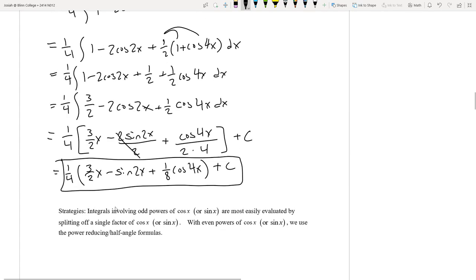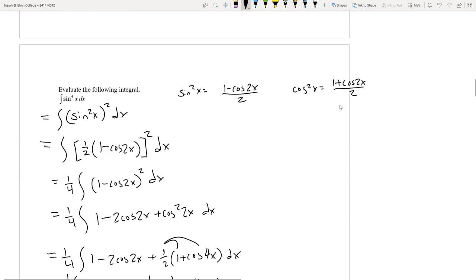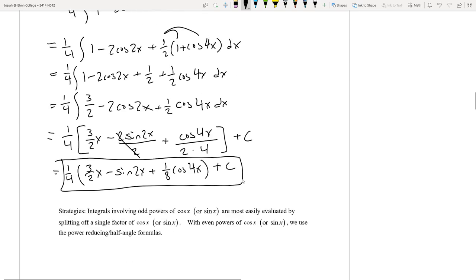So we have our summary statement down here. Integrals involving odd powers of cosine or sine are most easily evaluated by splitting off a single factor. You split off that single factor and use it as your dx. With even powers, we use the power reducing or half angle formulas that we used up here. All right, so that's the general strategy for dealing with a power of sine or cosine by itself.